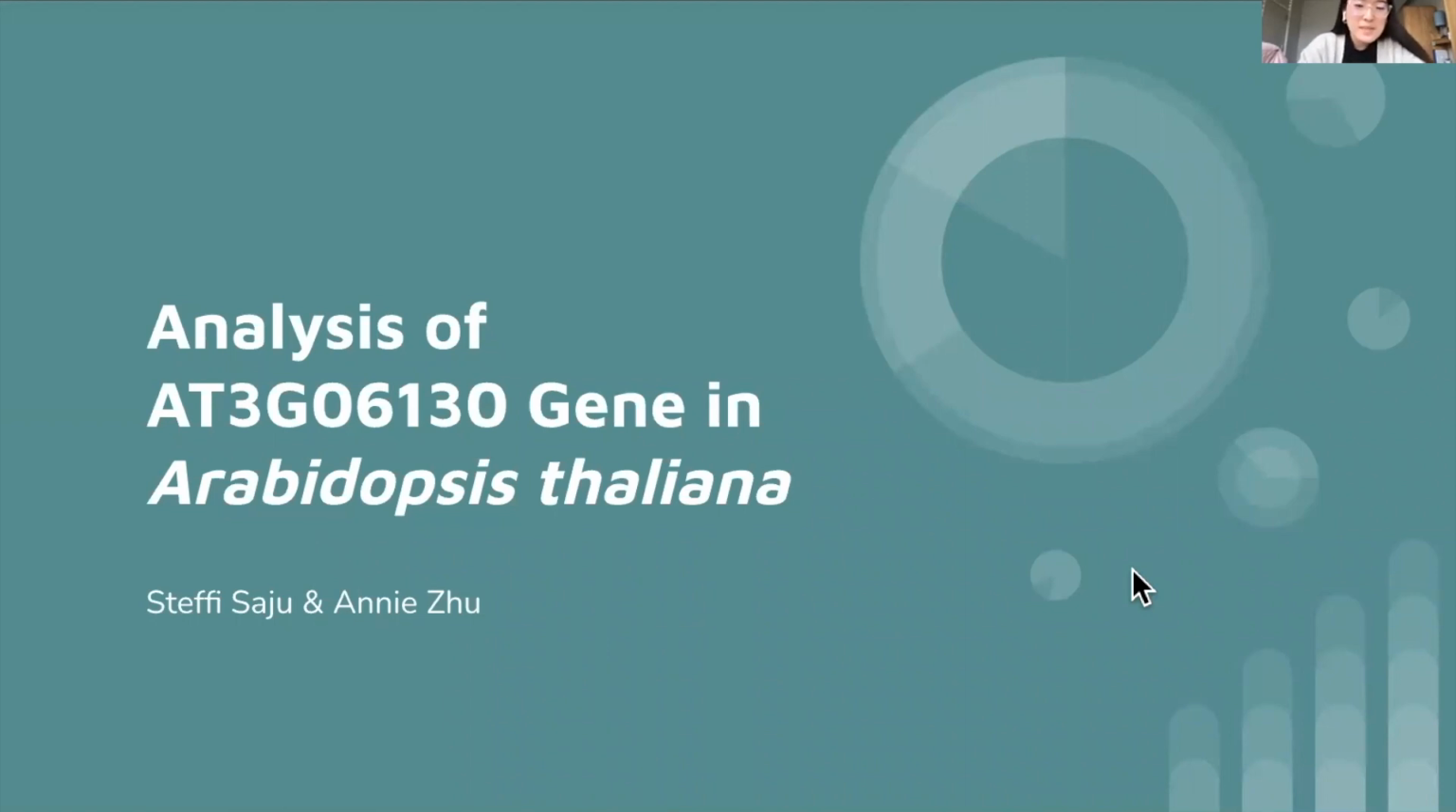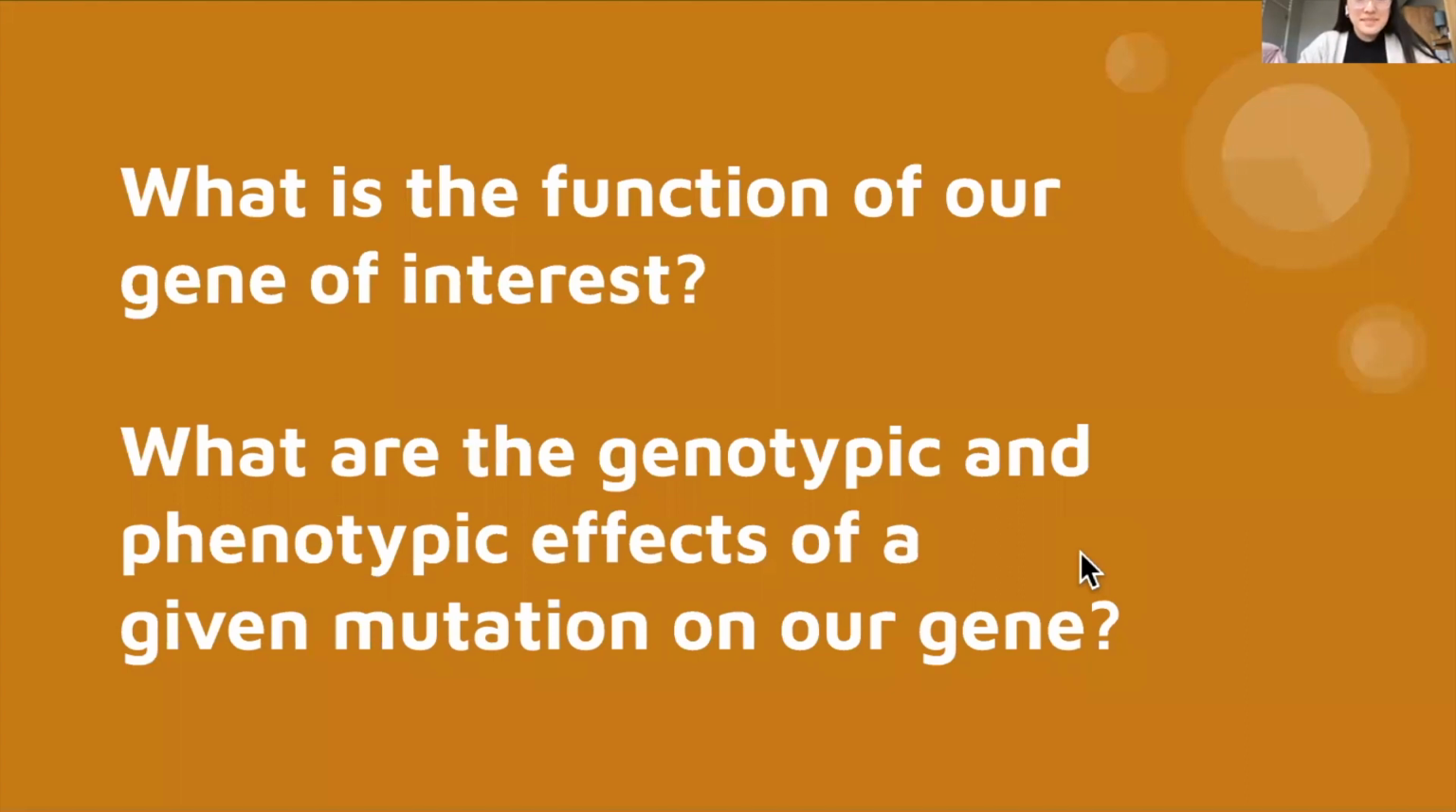And today we're going to be talking about the analysis of the AT3G06130 gene in Arabidopsis thaliana. So the main two research questions we were focused on this semester were, what is the function of our gene of interest, and what are the genotypic and phenotypic differences or effects of a given mutation on our gene?